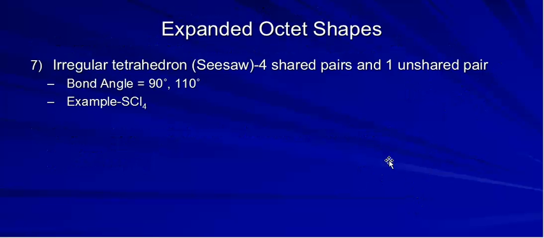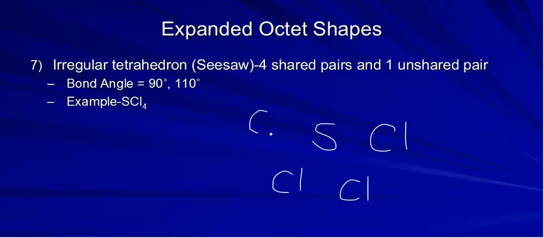And then finally, the 7th expanded octet shape. Irregular tetrahedron, or the seesaw, SCl4. Cl has 7. We'll just draw 1. Sulfur has 6. 1 goes to each chlorine to give chlorine 8. And then you've got an extra pair left over. So you've got an unshared pair plus 4 shared pairs. That gives you the seesaw. And this has 2 bond angles, 90 and 110.